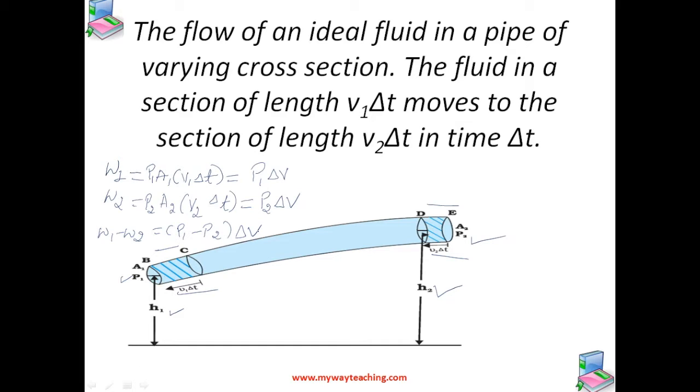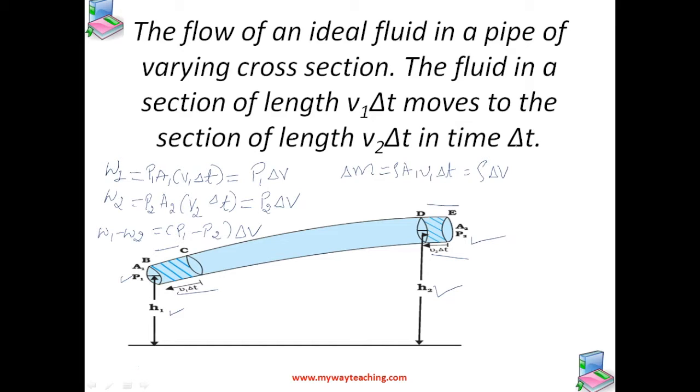So if the density of the fluid is rho, we can write delta m as given by the equation rho A1 V1 delta t, or in other words, rho into delta V, that is the volume. This is the mass which is passing through the pipe in time delta t.